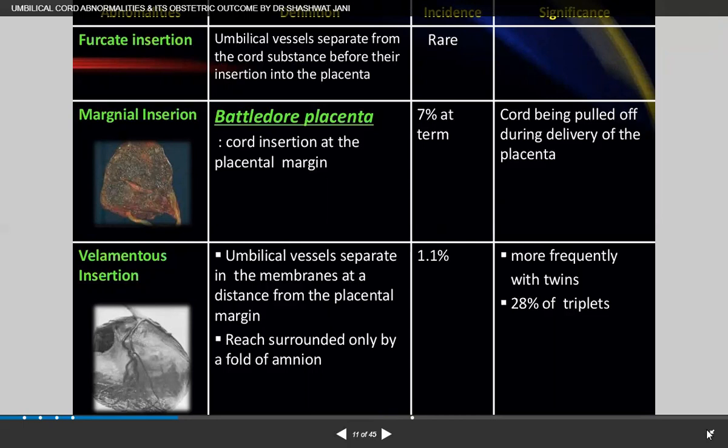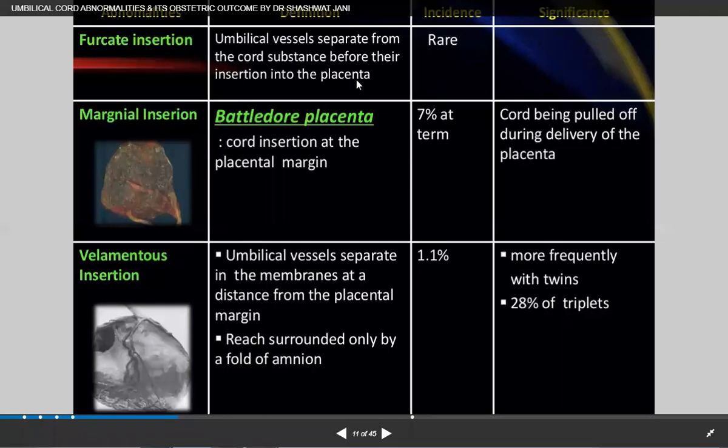So what is it? Umbilical vessels separate from the cord substance before the insertion into the placenta. That is Furcate insertion. This umbilical vessel separates from the cord insertion before their insertion into the placenta. And Battledore placenta is cord insertion at the placental margin, the same as this placental margin.